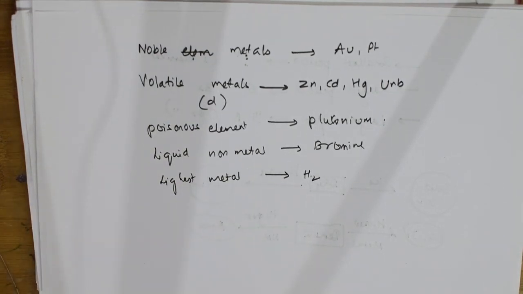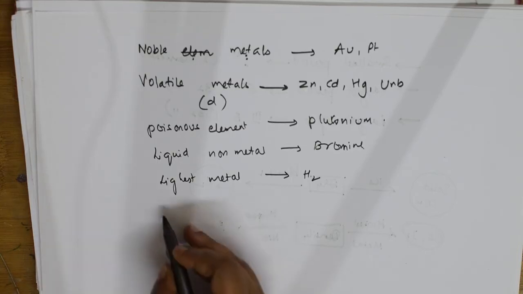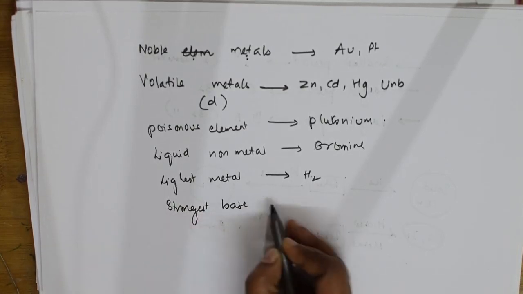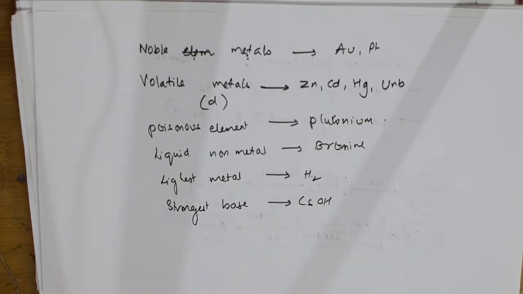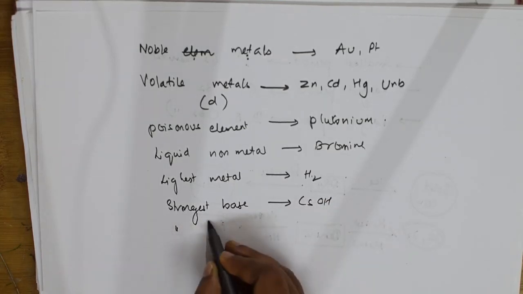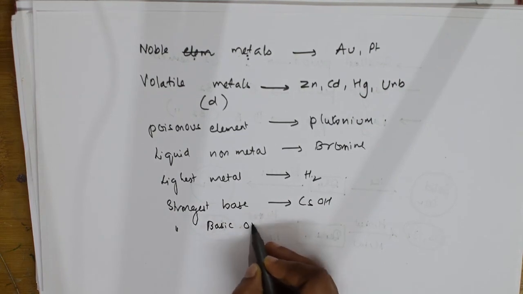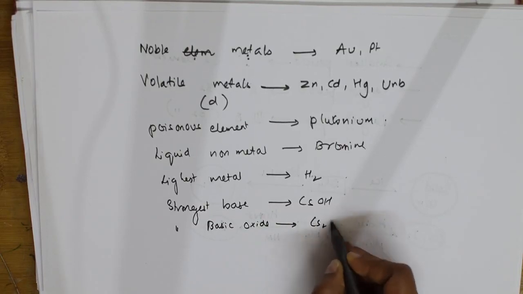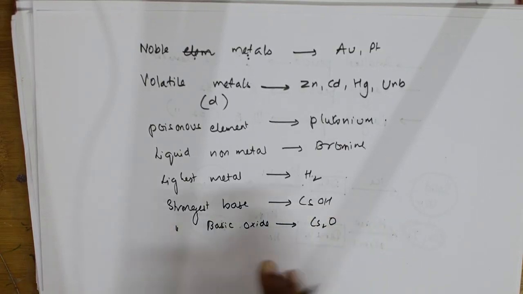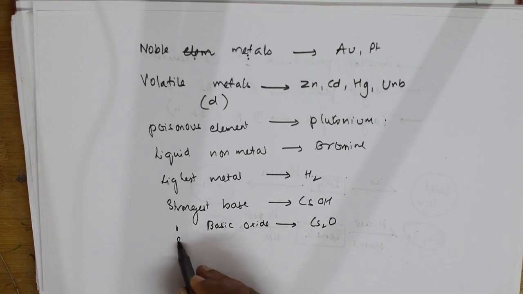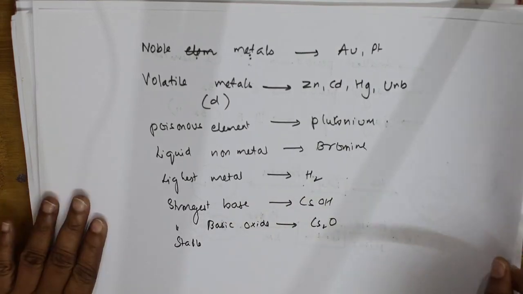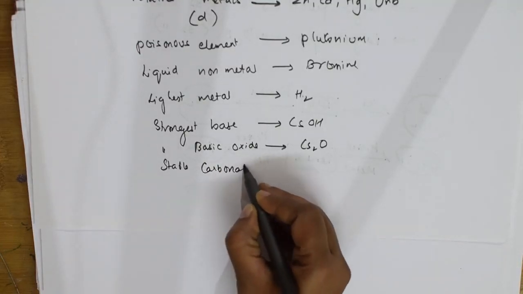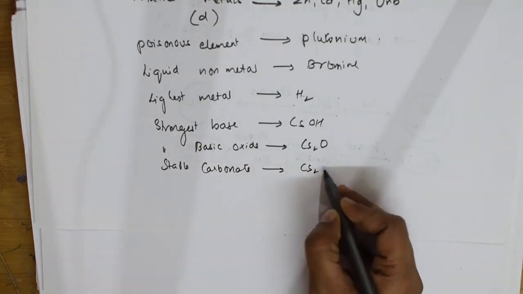Right. Next one, let us write what is the strongest base which we have. In inorganic chemistry, the strongest base is cesium hydroxide. Now, strongest basic oxide. What is the strongest basic oxide? The strongest basic oxide is Cs2O. Same thing. One more. Which is a stable carbonate which we have? Let us write stable carbonate. The stable carbonate is cesium carbonate.